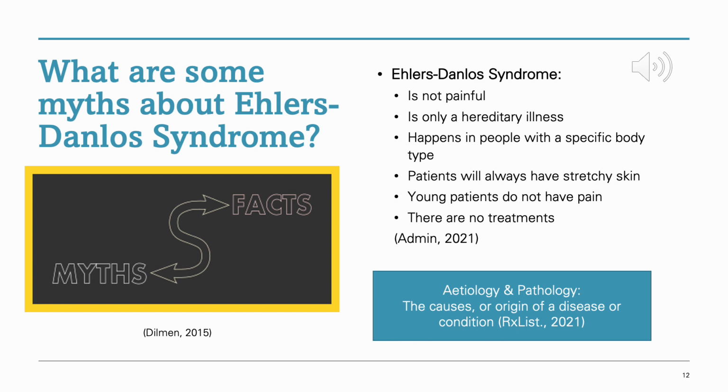Ehlers-Danlos syndrome happens in people with a specific type of body. It is thought that this syndrome happens in people who are thin. This is a myth because it is not confined to a specific type of body or ethnicity. Patients with Ehlers-Danlos syndrome will always have stretchy skin. The condition of skin with EDS depends on your skin type and what form of the disease you have.